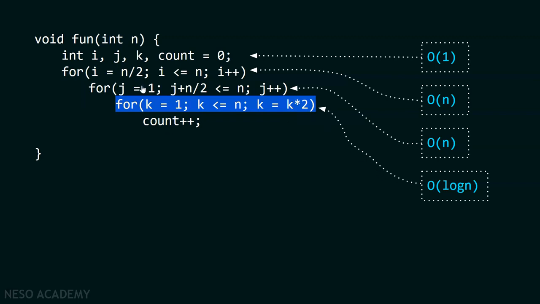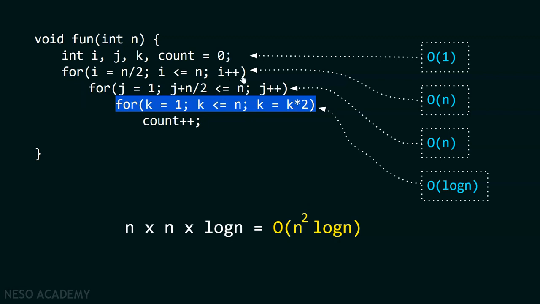Now these are nested for loops, right? So obviously you know that we need to multiply these three time complexities. n into n into log n is equal to big O of n square log n. So I can say that the time complexity for this particular code is big O of n square log n, or order of n square log n. So this is the time complexity of this particular code.